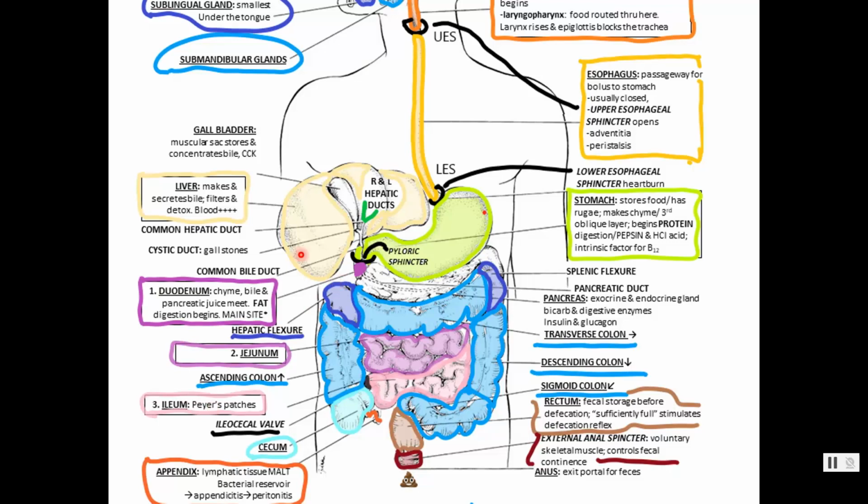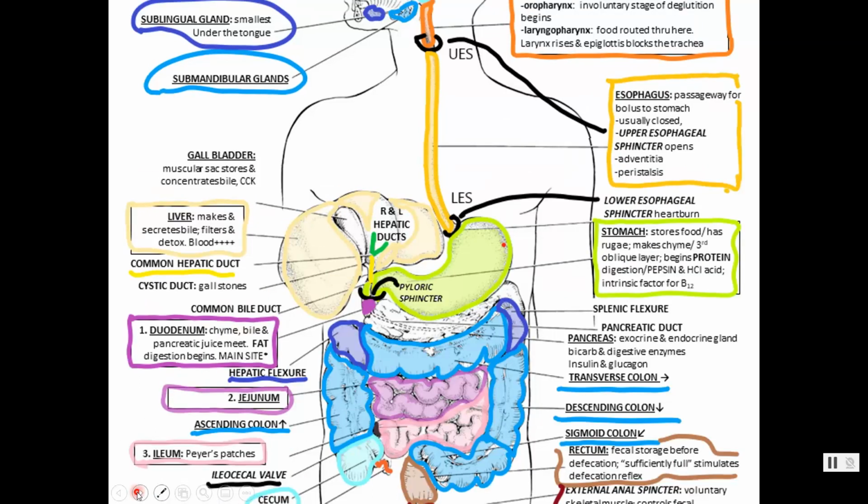So it's going to make bile, and then the bile is going to flow from the right lobe and the left lobe through the right and left hepatic ducts. When those two ducts merge, right there in yellow, that's when it becomes the common hepatic duct. You can't see it in this picture, but it's going to end at the hepatopancreatic sphincter. And when that sphincter is open, bile is released into the duodenum.